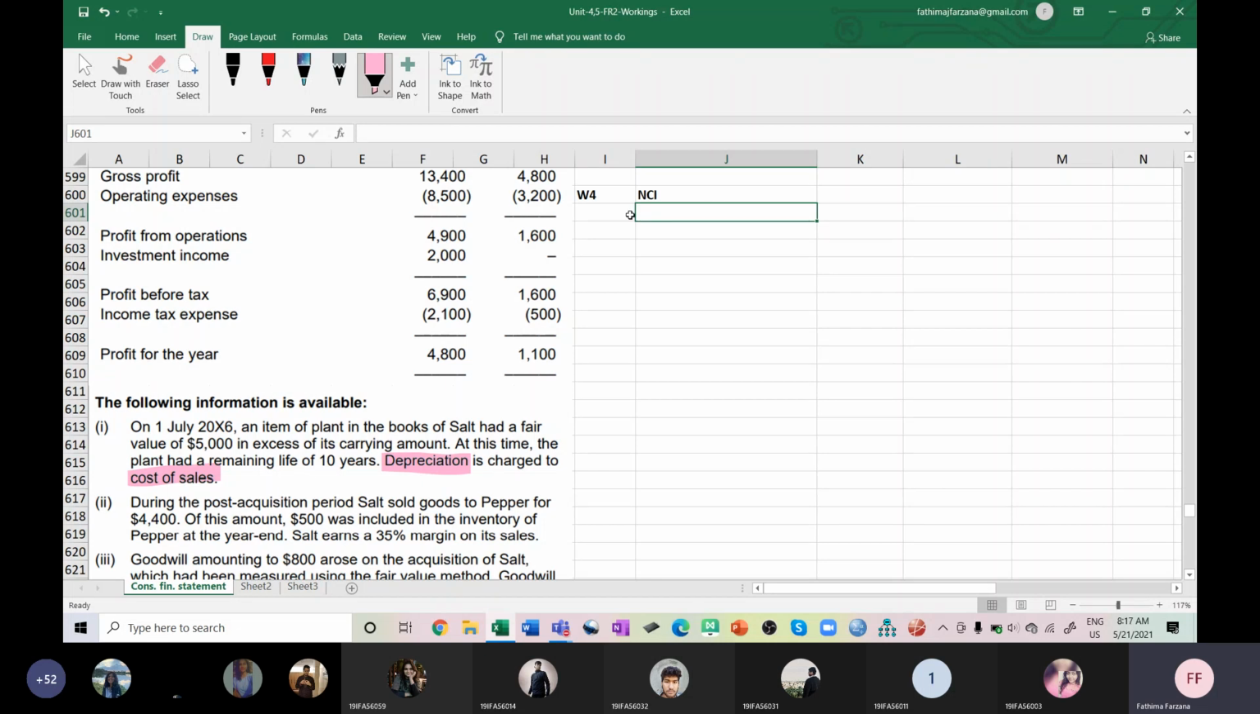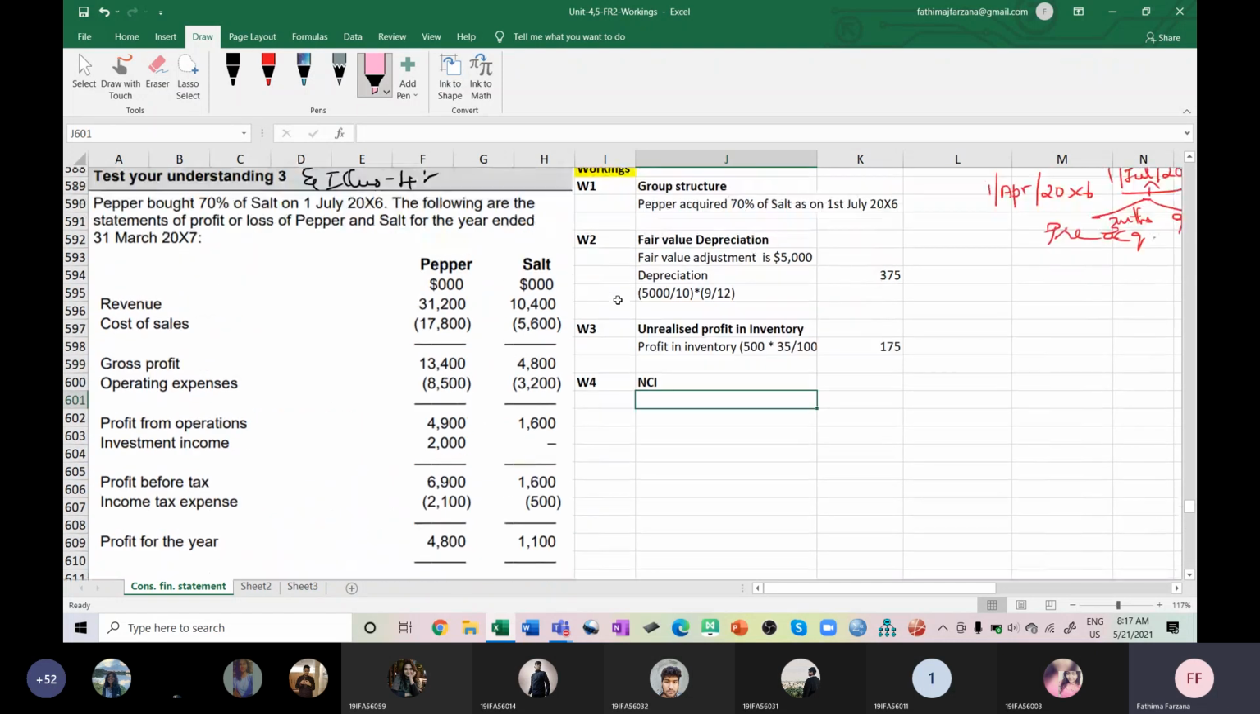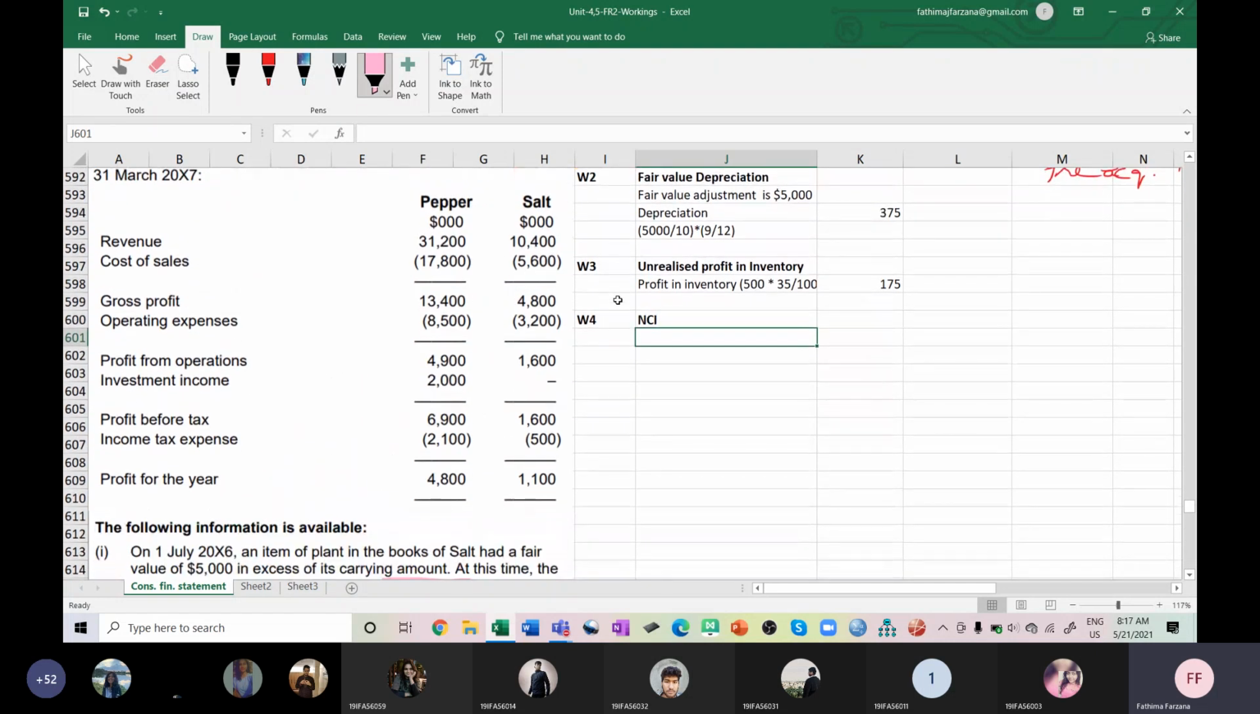Okay, so working note 4, NCI. Fine. We'll always start this non-controlling interest from profit for the year, right? So profit for the year is given as 1,100. So this entire profit of salt, does it belong to pepper? 1,100?